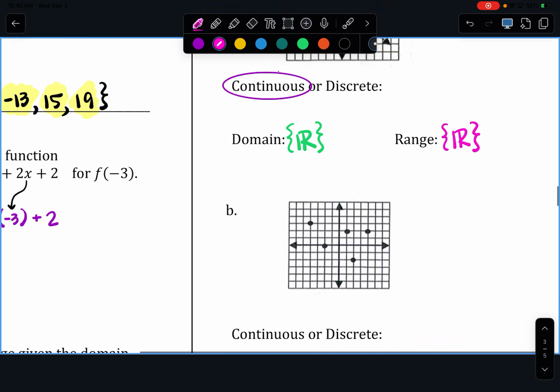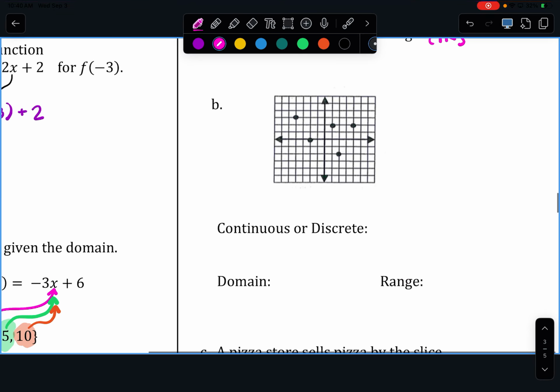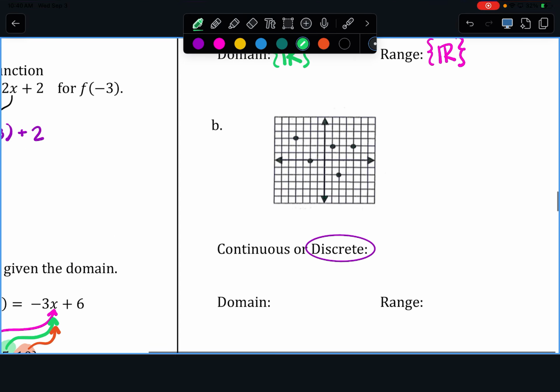okay? All right, this one is clearly a discrete graph because it's just a series of points. And your job is to go find the domain and the range. Now, this is kind of like lots of walls, right? It's like you start and stop. Like I start and stop here. I start and stop here. I start and stop here and here and here, right? So you need to name all those X values.